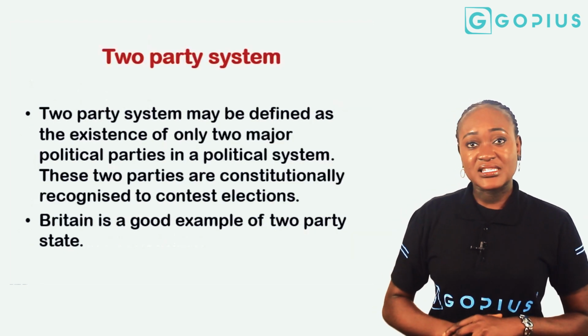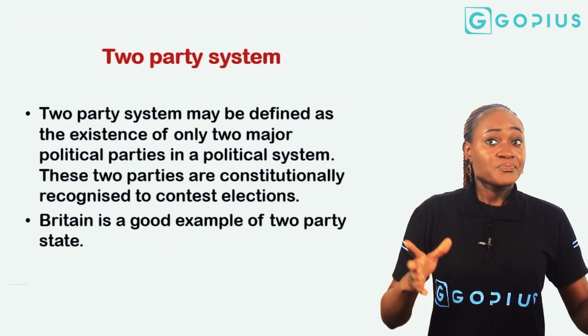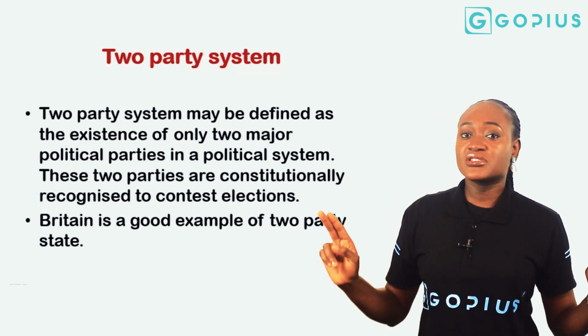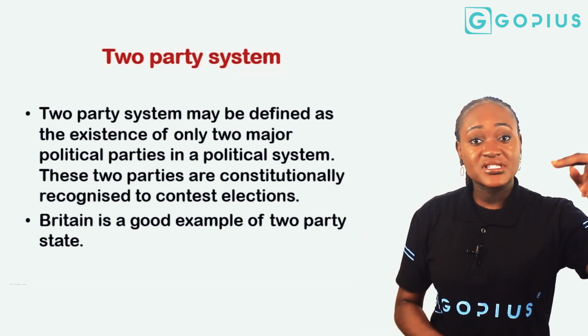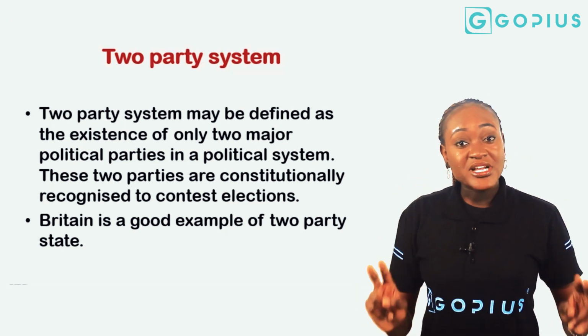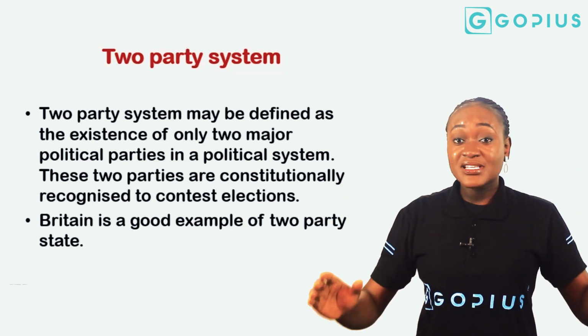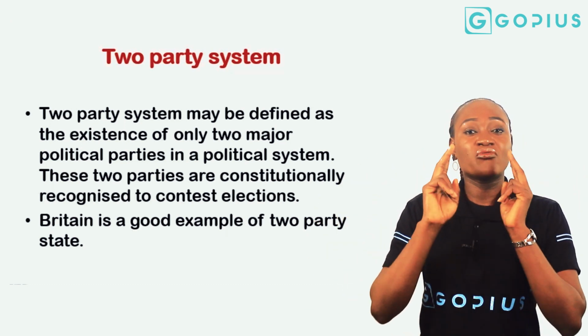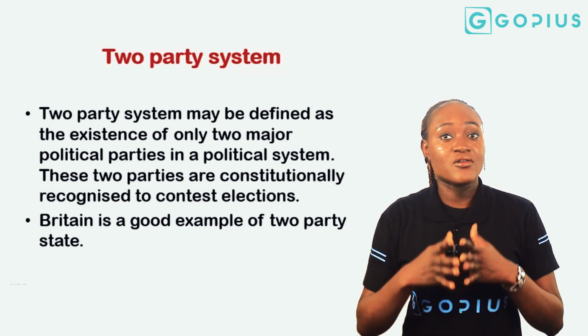Now, two-party system. Two-party system may be defined as the existence of just two major political parties. So when you hear zero party, no party, one party, just one party, two-party system means there are basically two dominant political parties, two recognized and constitutional parties.